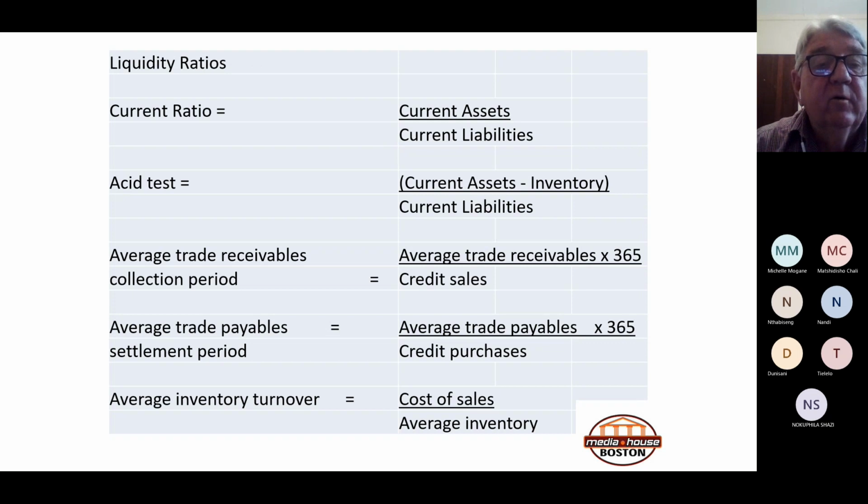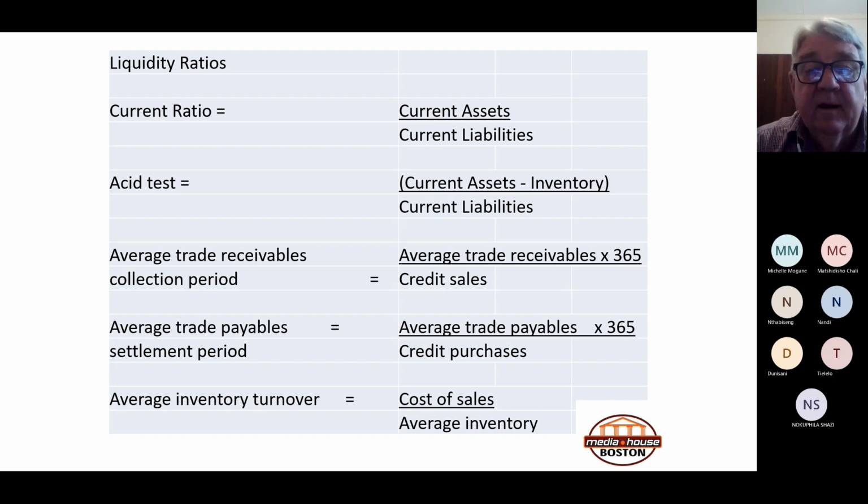Then we can look at liquidity ratios. We have different types of ratios there. First one is called the current ratio. And that is the current assets divided by current liabilities. Now, what is the current asset? What does this ratio mean?